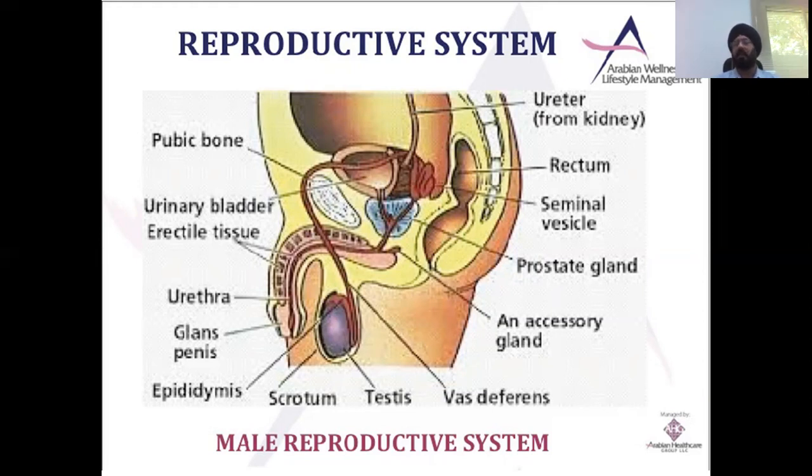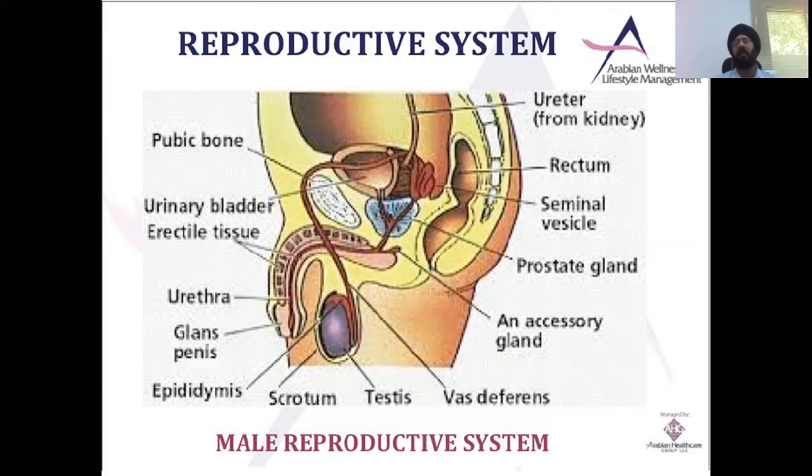Testes are lodged in a sac, the scrotum, in the pubic region near the perineum. Testes are responsible for sperm production as well as the male hormone testosterone. The second part, which is immediately connected to the testes through the epididymis, a tube, is the seminal vesicles, small sac-like structures which produce and store the semen.